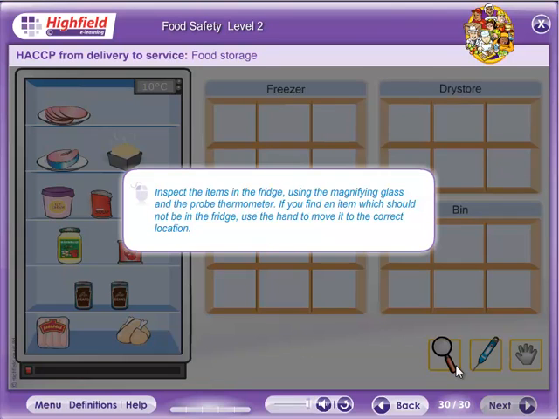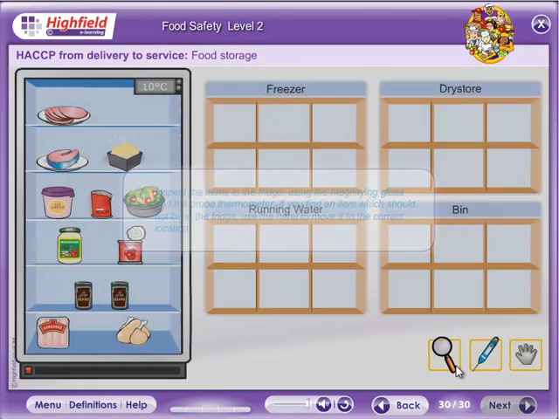In this exercise, you must check the contents of the fridge and remove any items that should not be there. Decide which items to move, then use the hand tool to pick up the items and move them.